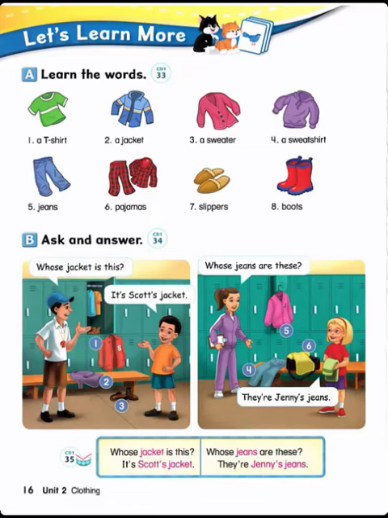Page 16. B. Ask and answer. Whose jacket is this? It's Scott's jacket. Whose jeans are these? They're Jenny's jeans. Number 1. Whose jacket is this? It's Scott's jacket. Number 2. Whose sweatshirt is this? It's Scott's sweatshirt. Number 3. Whose boots are these? They're Scott's boots. Number 4. Whose jeans are these? They're Jenny's jeans. Number 5. Whose sweater is this? It's Jenny's sweater. Number 6. Whose t-shirt is this? It's Jenny's t-shirt.